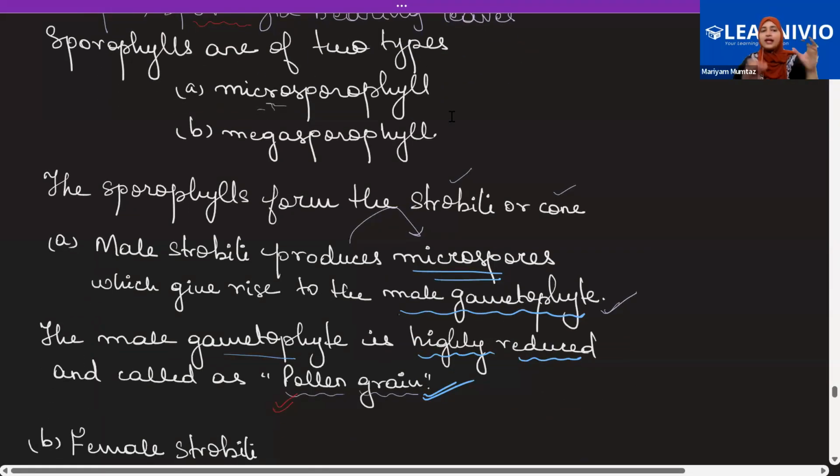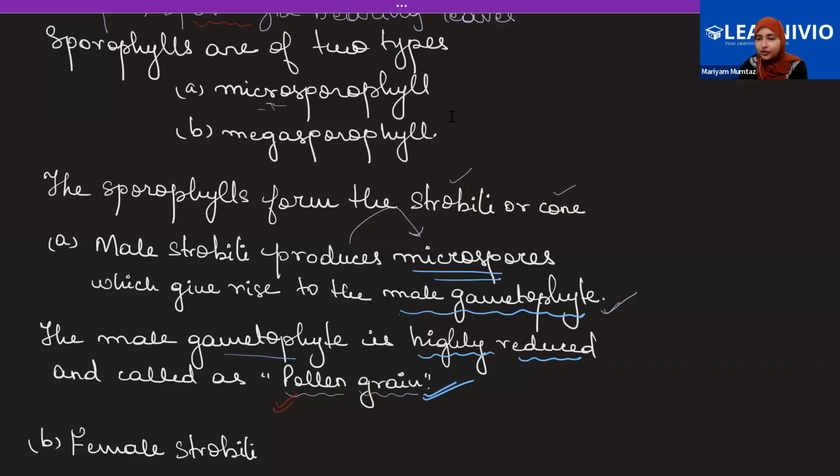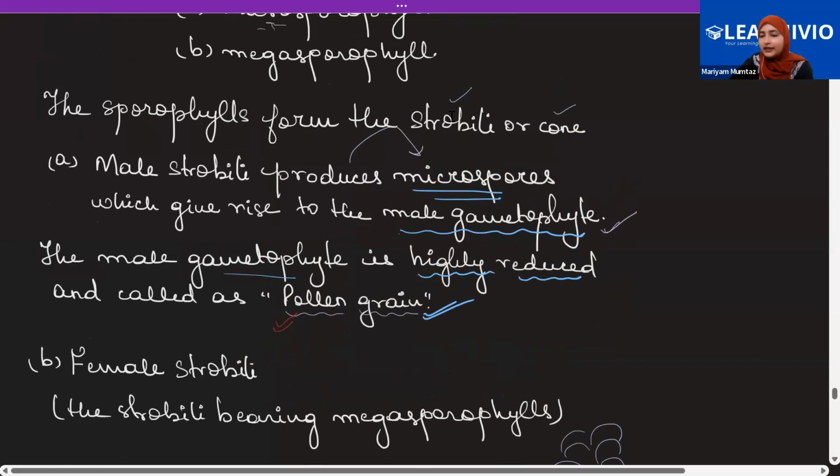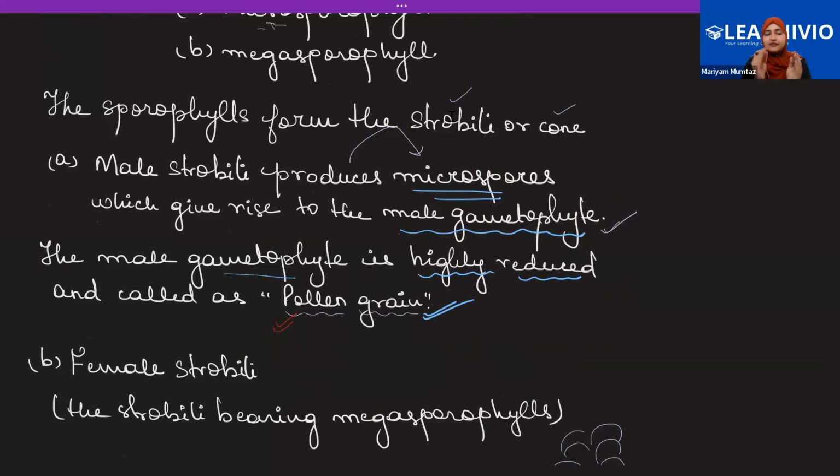In them, sometimes the sporophylls become a cone-like structure, which is called a strobilus or a cone. Now, the male strobili: you know that the sporophyte makes the spores, right? Once the sporophylls have become a male cone, the male strobilus, they will form the microspores, which will further become the male gametophyte. And when the male gametophyte is formed, it will be the pollen. Okay, so this is the case of the male strobili.